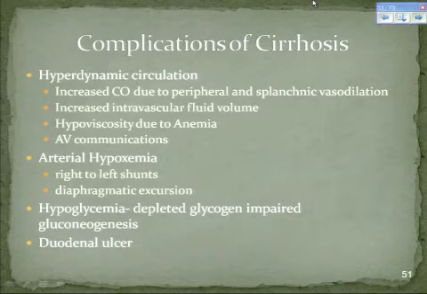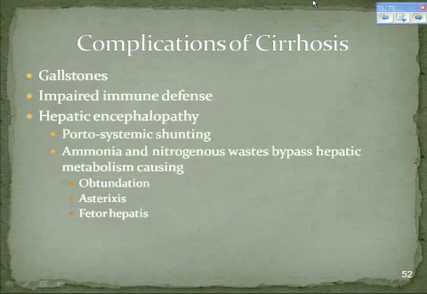This leads to a very significant arterial hypoxemia, where you're getting right to left shunts. These are big AV fistulas, and diaphragmatic excursion also becomes limited because the liver becomes so enlarged. Hypoglycemia may become an issue as well. You have depleted glycogen, which is part of the liver. Remember, liver stores glycogen as the emergency supply of glucose. So hypoglycemia becomes an issue in these people. Development of duodenal ulcers is fairly common. Gallstones are also common, as is impaired immune defense.